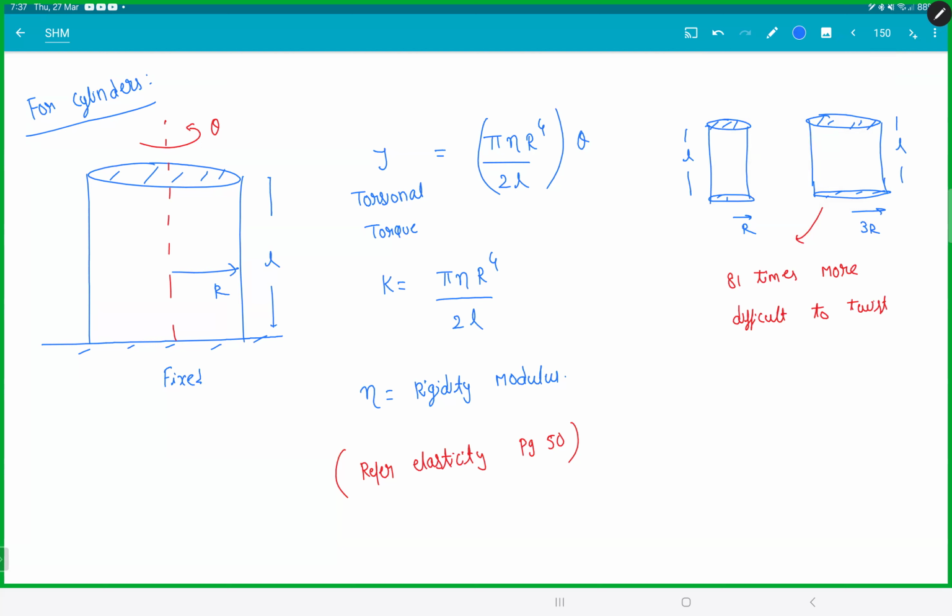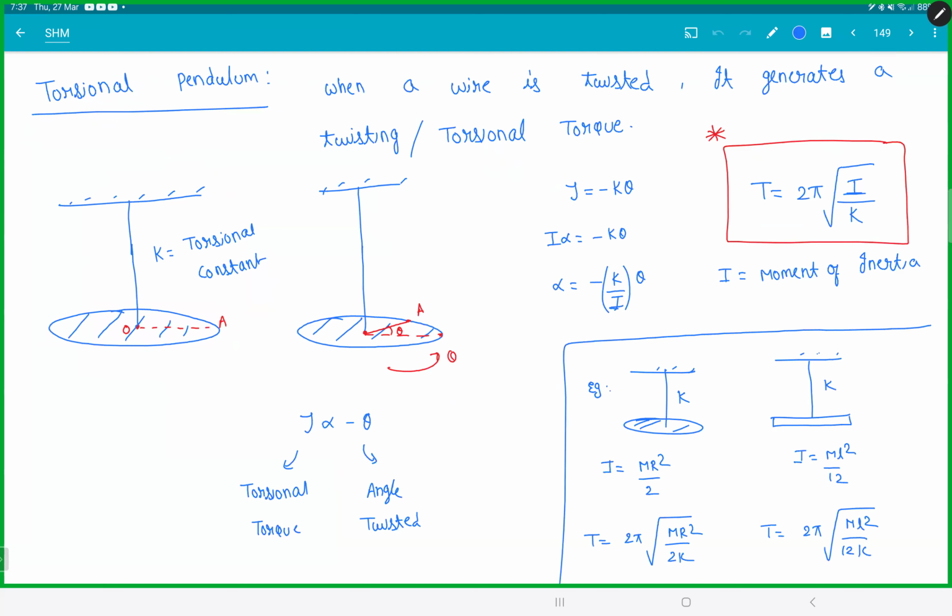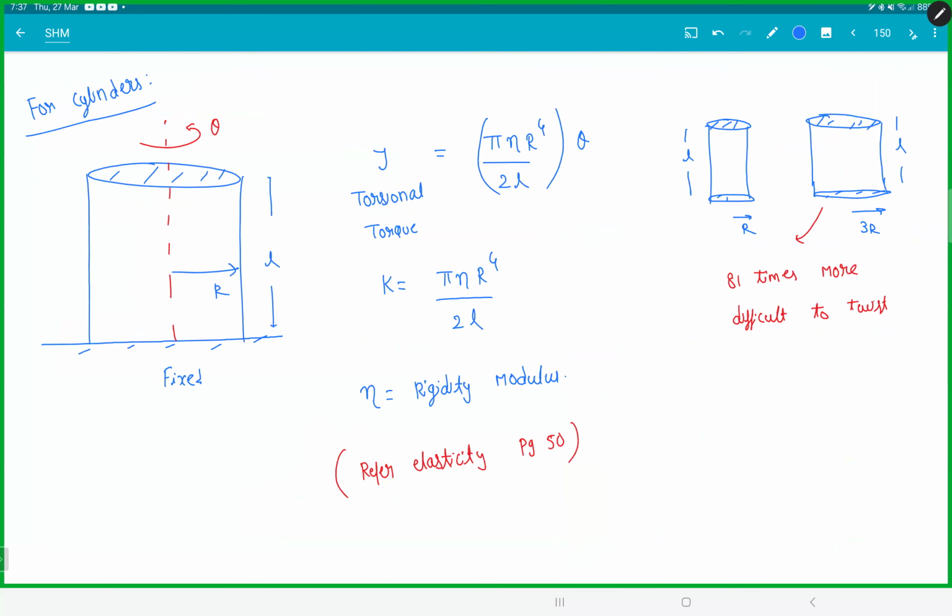Remember this thing? Elasticity में क्या था ये? That's it. That is about torsional pendulum. It's a small concept there. Not much questions also. I mean, क्या questions पूछेंगे ना? I'll give you the shape. You have to find I and dump it there. So there's nothing you can really push in that.